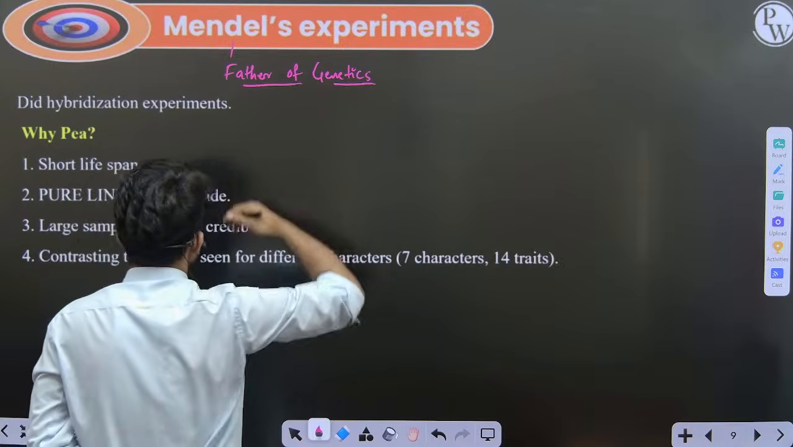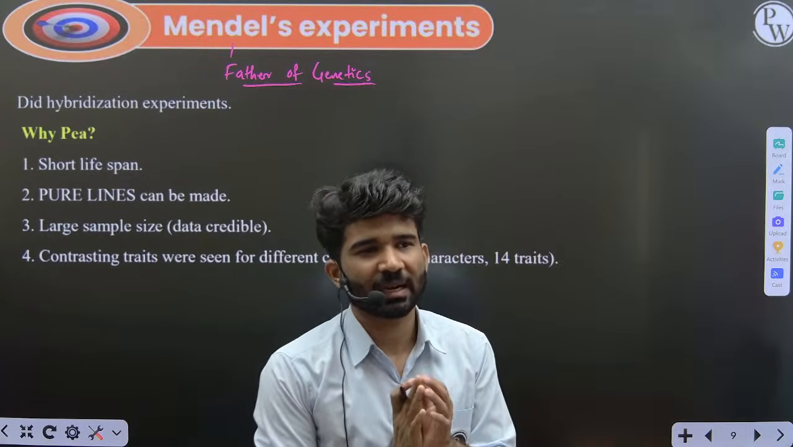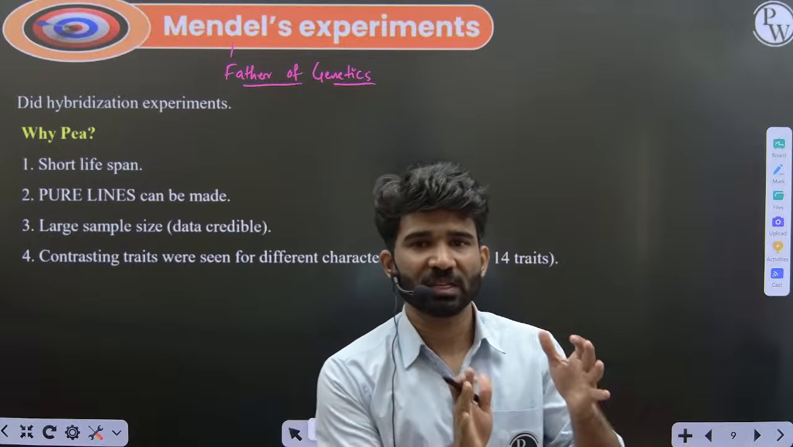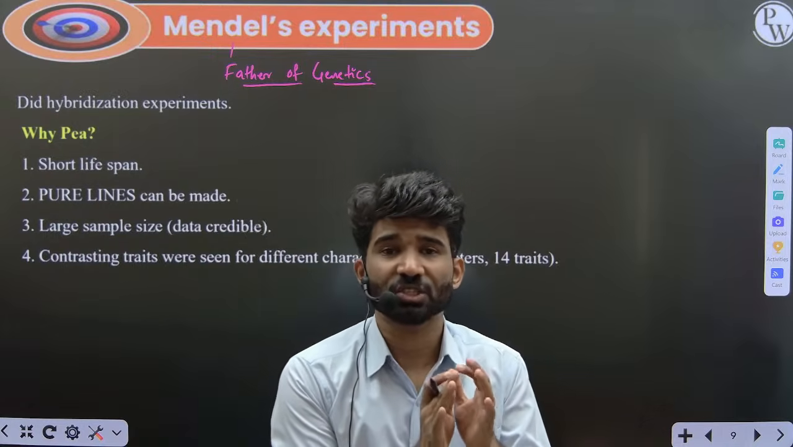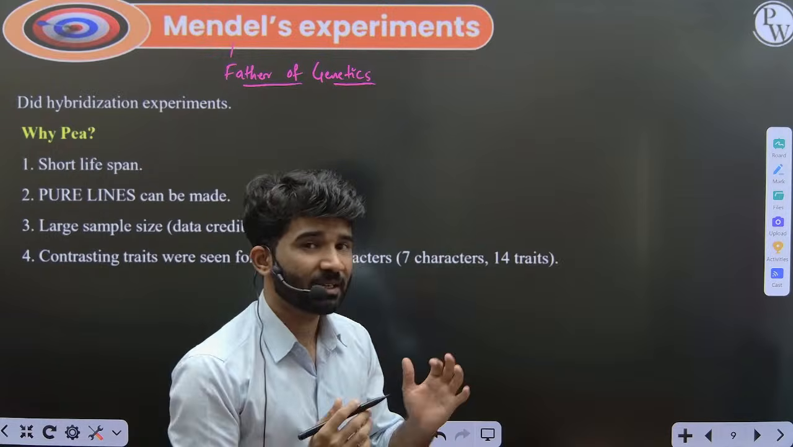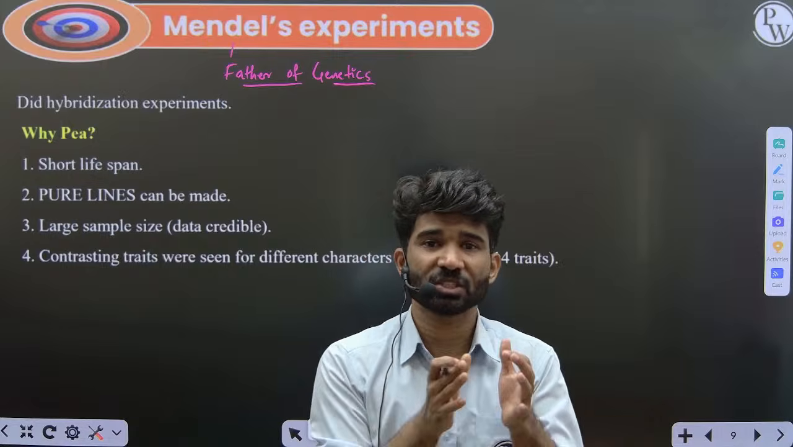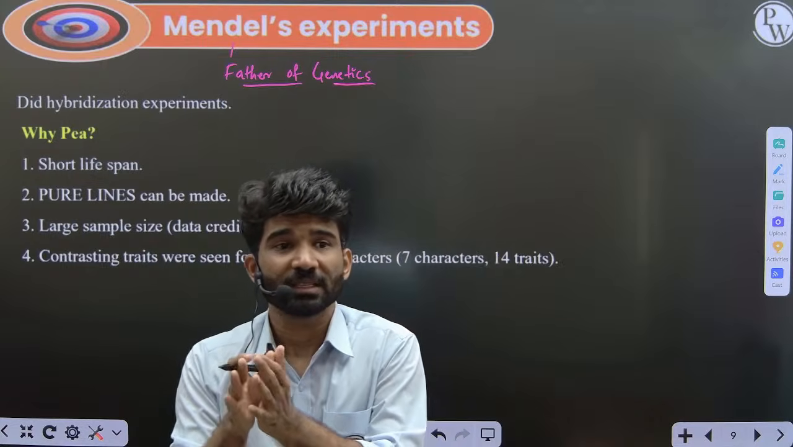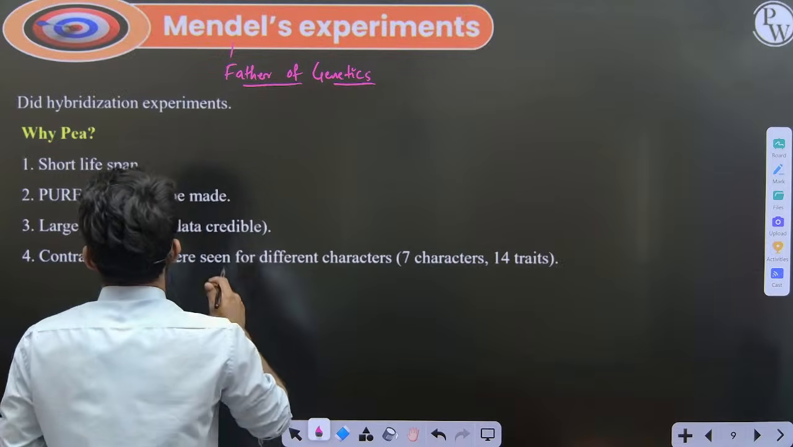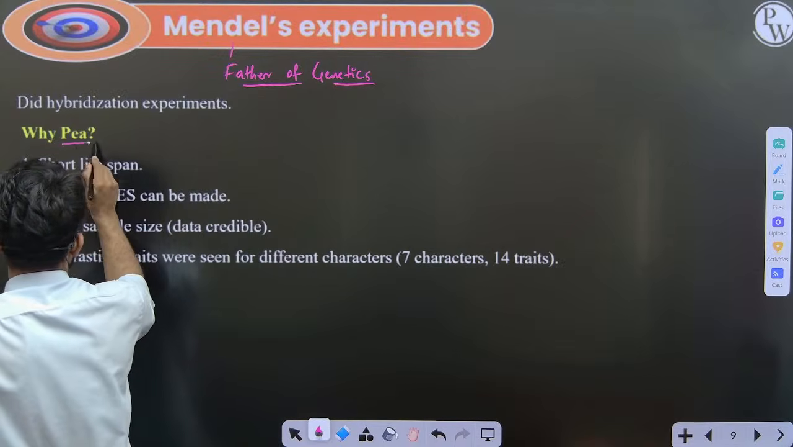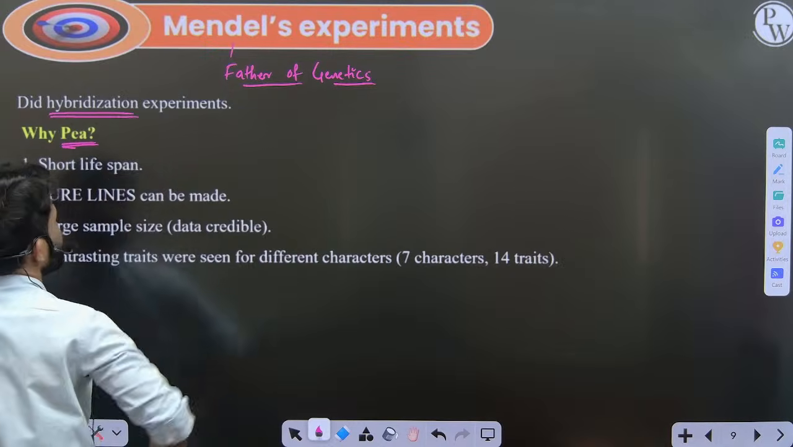So what are the Mendel experiments? Mendel was a priest in a church. He was basically a statistician, a very good expert in statistics. So he applied mathematics and a statistical approach to study genetics. He selected pea plants for his experiment and conducted hybridization experiments.